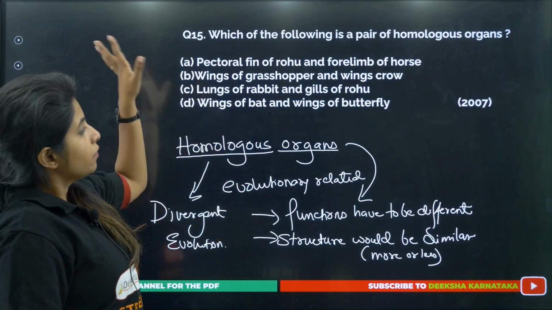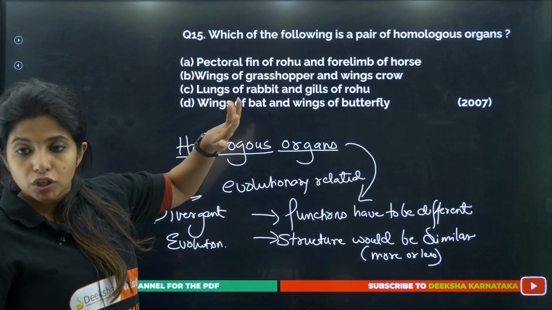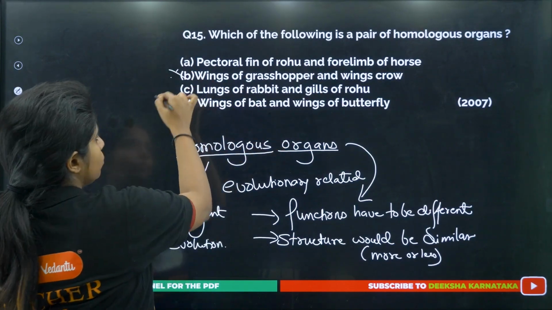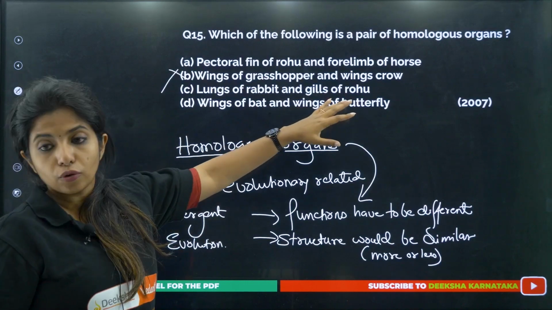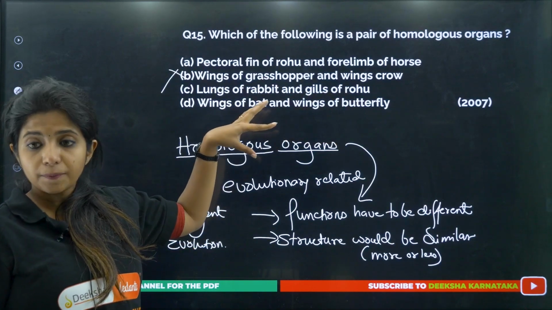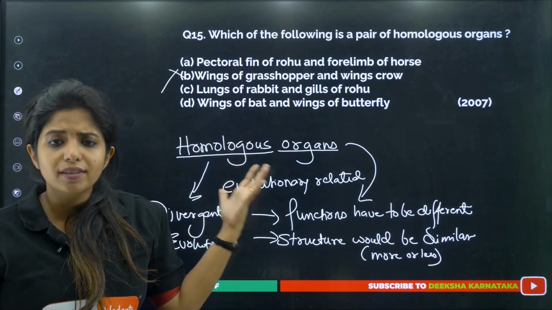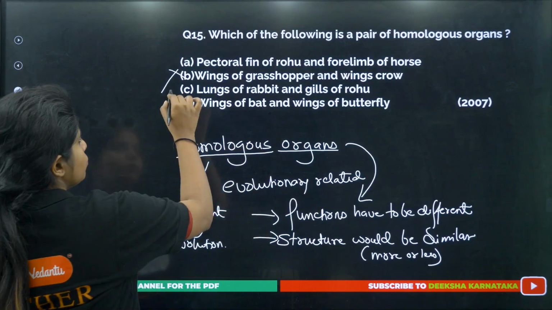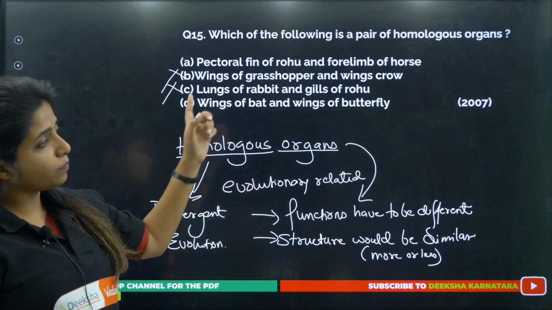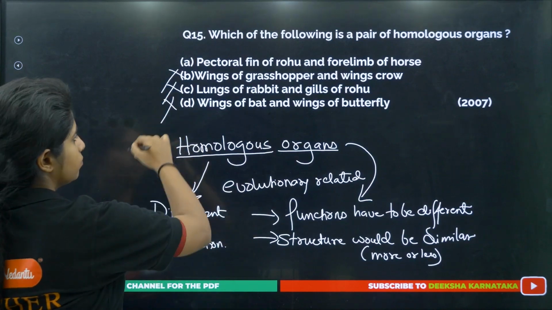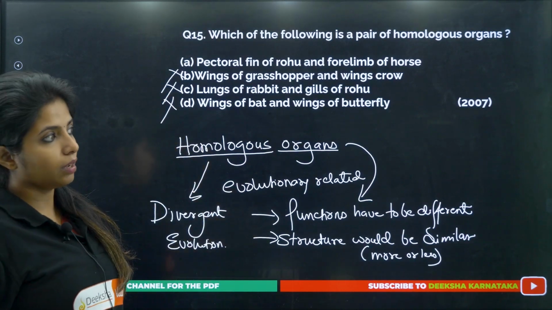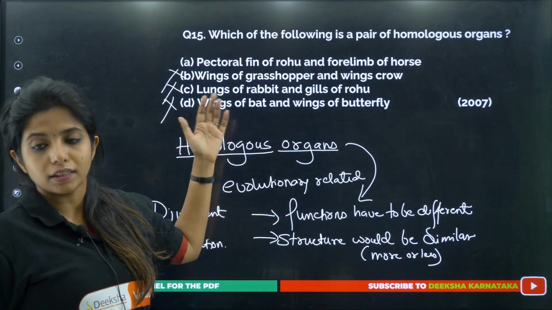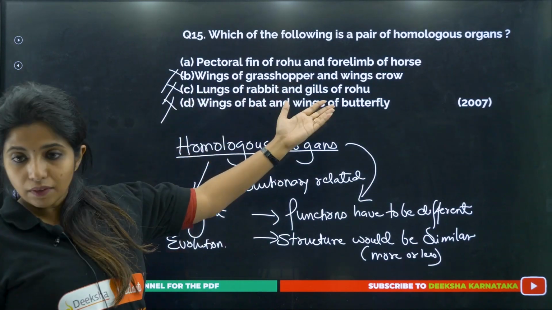Now, whenever you find the same function, just exclude them. That is not the correct answer. So, wings of grasshopper and wings of crow, no. Lungs of rabbit and gills of rohu, they do not have the same structure. Even though they are used for breathing, this is the same function. It's not the answer. Wings of bat and wings of butterfly, again, the same thing. Not exactly the same structure, but the same function. Over here also, same function is there.